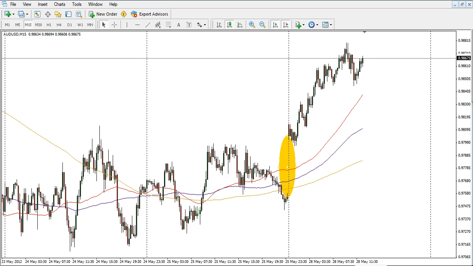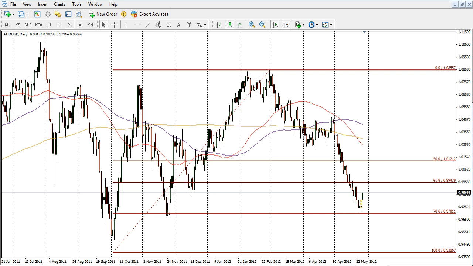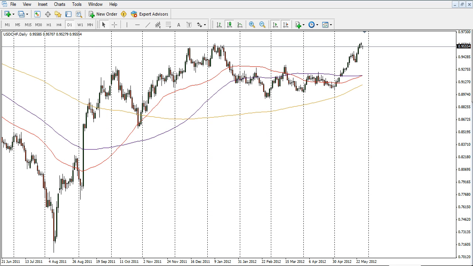But no, quite an interesting chart on Aussie dollar. All I'm really focused on is that big weekly support level. If we get any sell-off, see what happens around that level, and also that daily fib is very interesting as well. Okay, let's have a look at dollar Swiss.